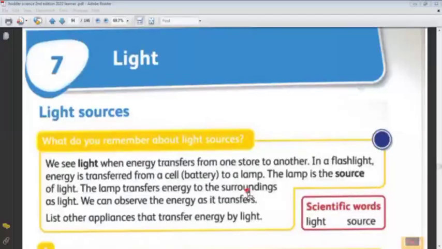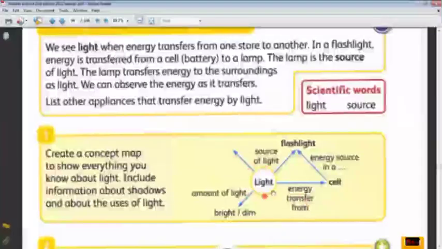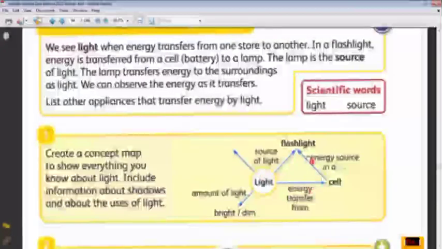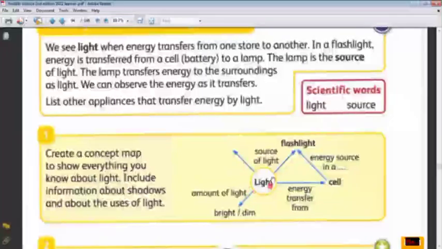Okay? In activity 1 here, we create a concept map about light. This is a map that shows us light and the things related to light. So light is a type of energy.